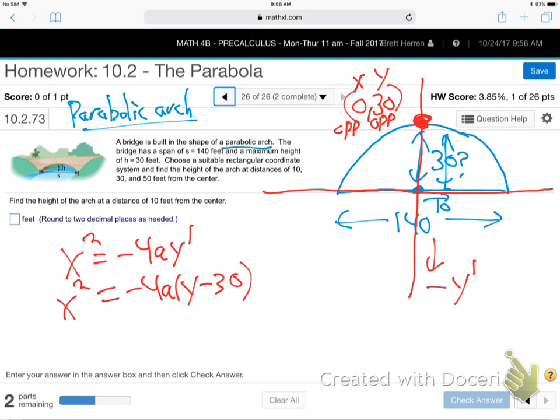See, the center is positive 30 for the y. So I have to make it y minus 30. So this is now a parabola whose center is 0, positive 30, and going down, in the negative y direction. Good? So I've fit the equation to the picture.